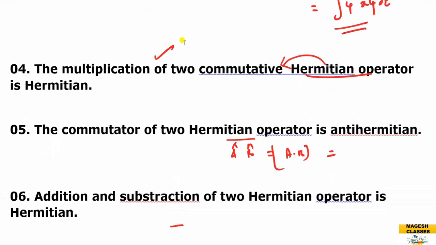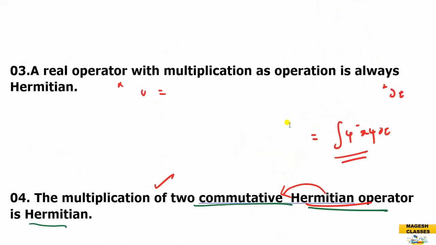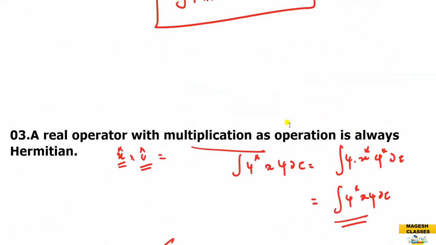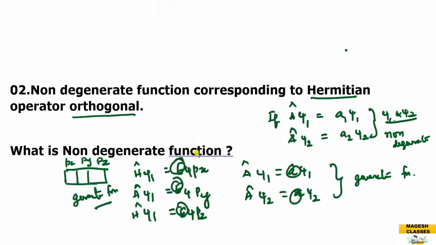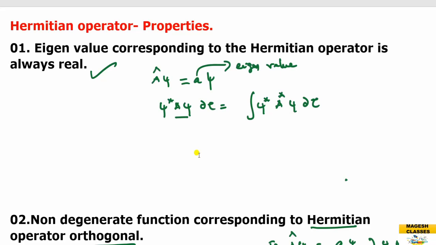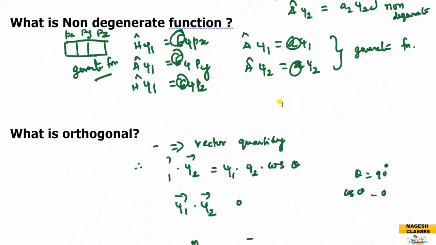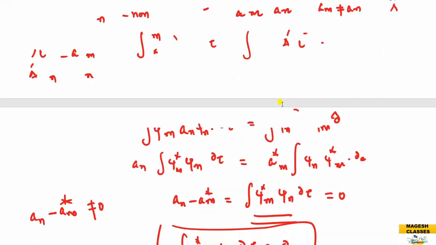The multiplication of two commuting Hermitian operators is Hermitian, and the commutator of two Hermitian operators is anti-Hermitian. The real multiple of a Hermitian operator is Hermitian, and in the first property we discussed that the eigenvalue of a Hermitian operator is always real. For non-commuting operators, you get imaginary values.